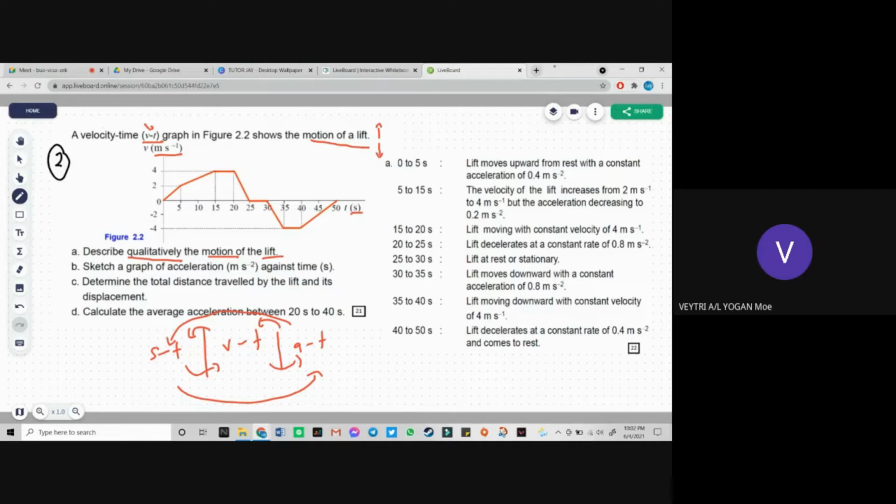So over here, we're talking about the VT graph. There are two ways you can relate it. You can relate it to ST or you can relate it to AT. Right now, we are talking about the motion, and when we talk about motion, we always target acceleration. Now, let's have a look at the answers for the qualitative motion of the lift.